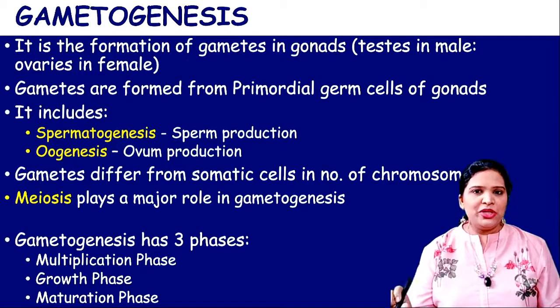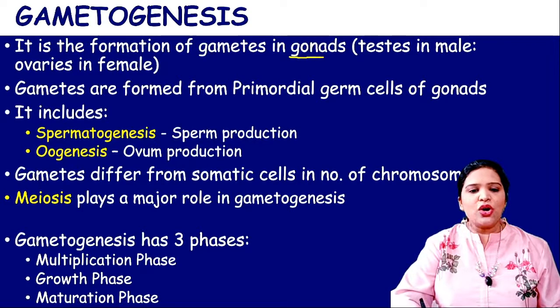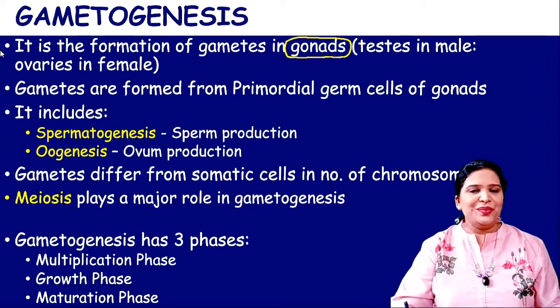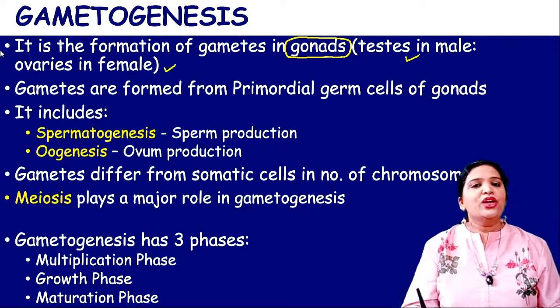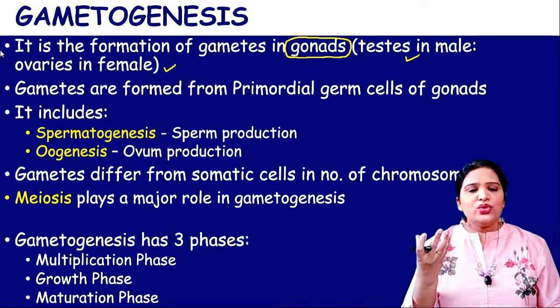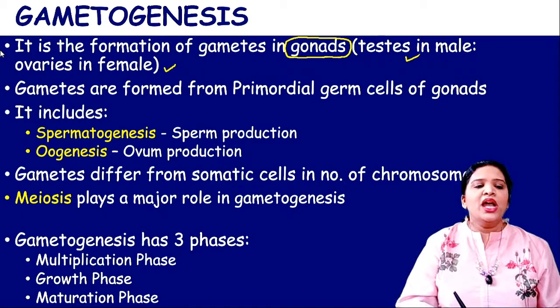What is gametogenesis? The formation of gametes in gonads is called gametogenesis. So what are gonads? Gonads are the primary reproducing organs in male and female. In males they are testes and in females they are ovaries. So ovaries and testes are gonads in humans. In these gonads the gametes are produced, and such a process is called gametogenesis.